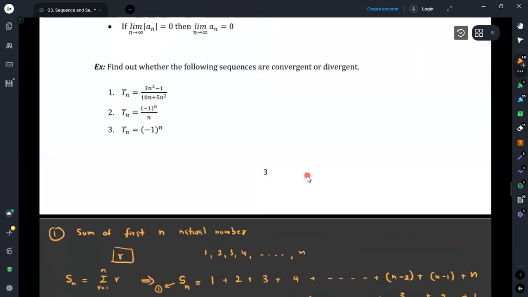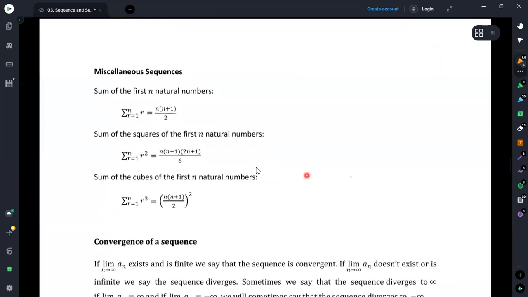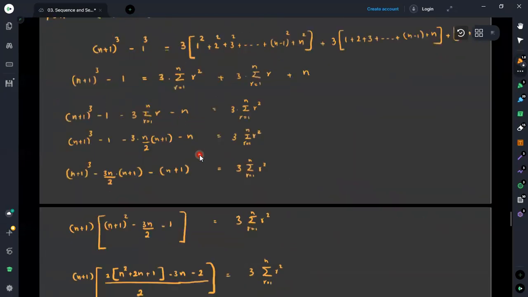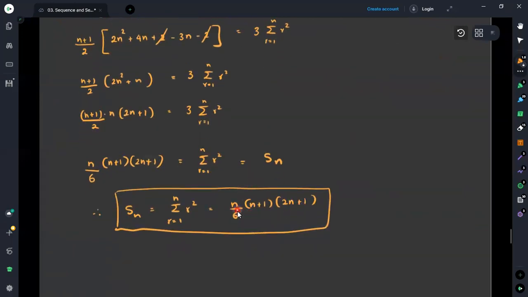Then we can see that under the miscellaneous sequences that we have considered, we have already discussed the summation of the first n natural numbers in the previous session, and in this session we have discussed how to obtain the summation of the squares of the first n natural numbers. Therefore, we have obtained the summation of r squared, where r is the natural number we are considering. It was given as n times n plus 1 times 2n plus 1 divided by 6, and this is the answer that we have obtained as well.